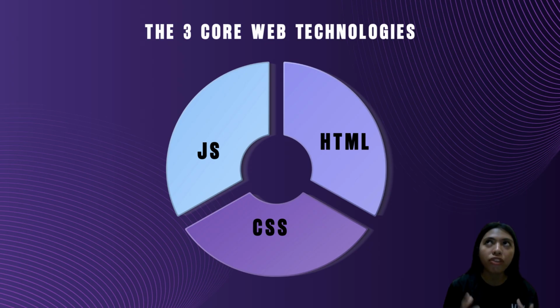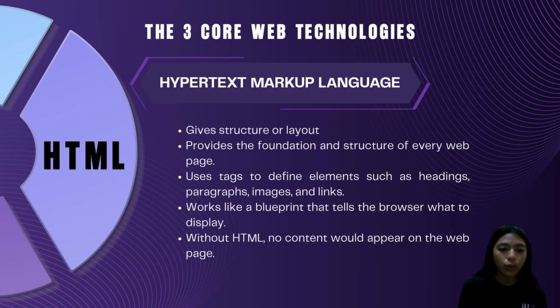If it is like a human body, HTML stands for the skeleton, which is structure. CSS stands for the skin and style, which is appearance. JavaScript stands for the brain, which is interactivity and logic. So, without one of them, websites would either look plain, with no structure, or not function properly.